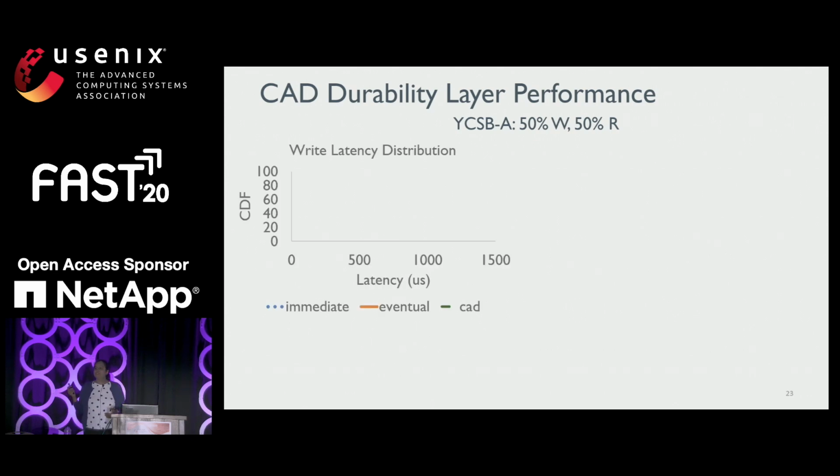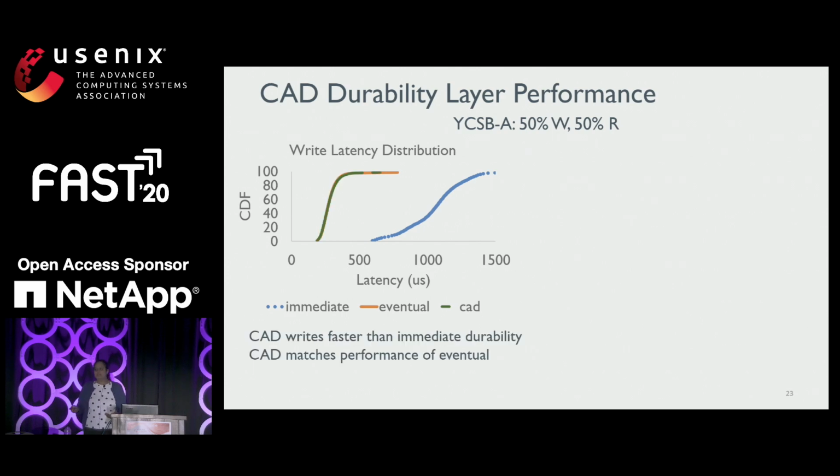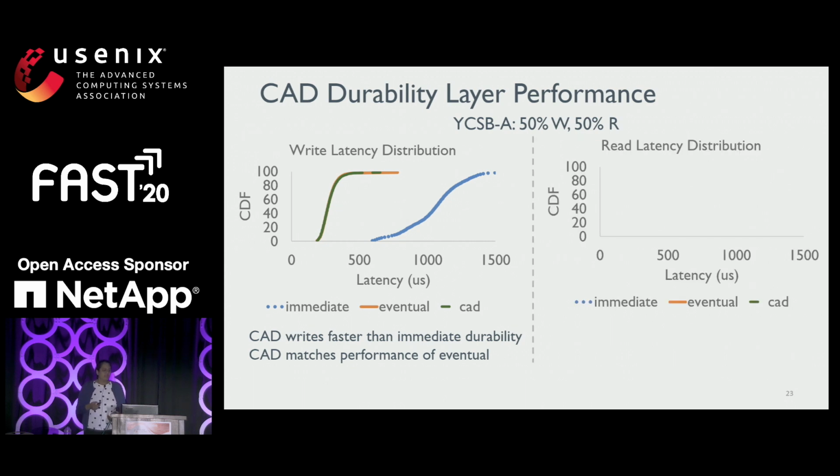Let's look at the distribution of write latencies. The x-axis here shows the latency, and the y-axis shows the distribution. So as expected, immediate durability is much slower than eventual durability. And CAD matches the performance of eventual durability for writes. Now let's look at reads. Here we show the read latency distributions, and the x-axis shows the latency, and the y-axis shows the distribution.